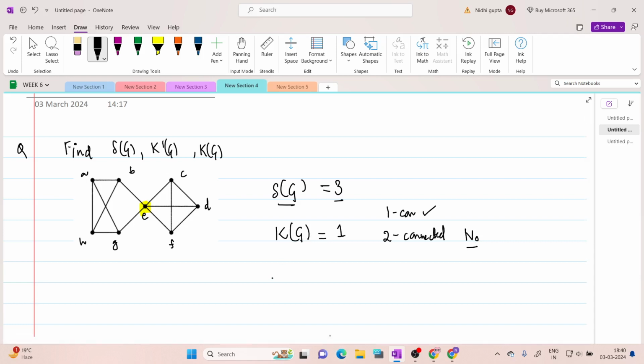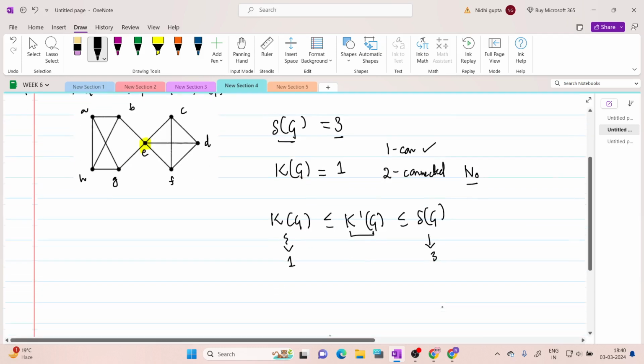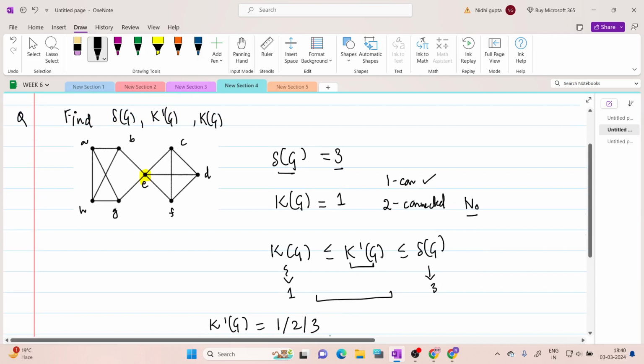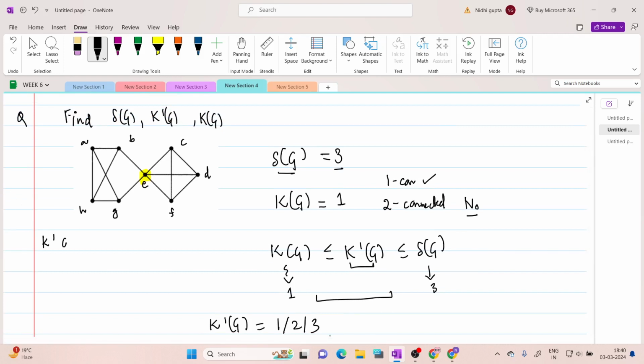Now if we apply that inequality, we cannot directly conclude about the edge connectivity, because the vertex connectivity is coming out to be 1 and the minimum degree is 3. So this just says that edge connectivity is 1, 2 or 3. Using this inequality we cannot conclude, so we'll have to check it manually. First of all, is this graph one edge connected? It is connected, so it is one edge connected, because if we remove 0 edges it stays connected.